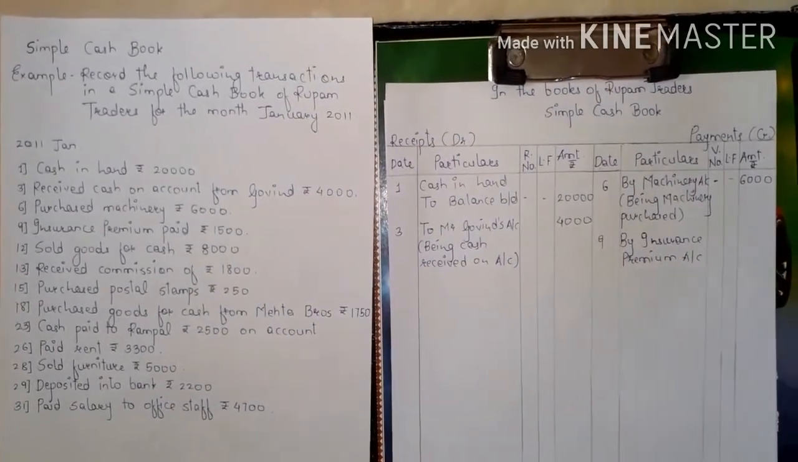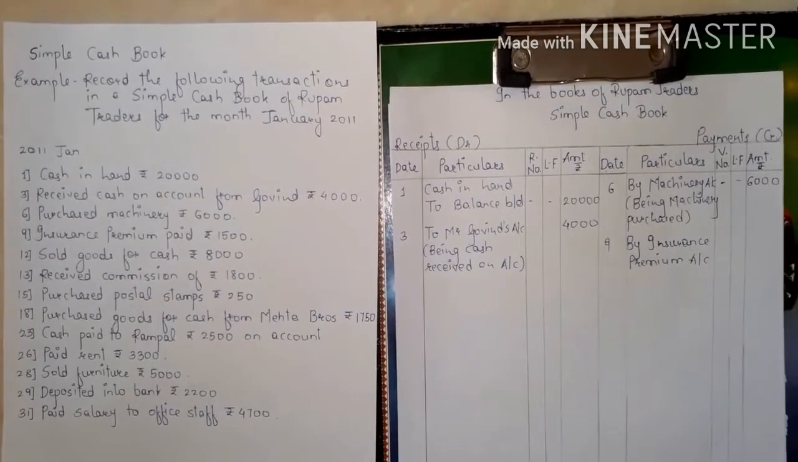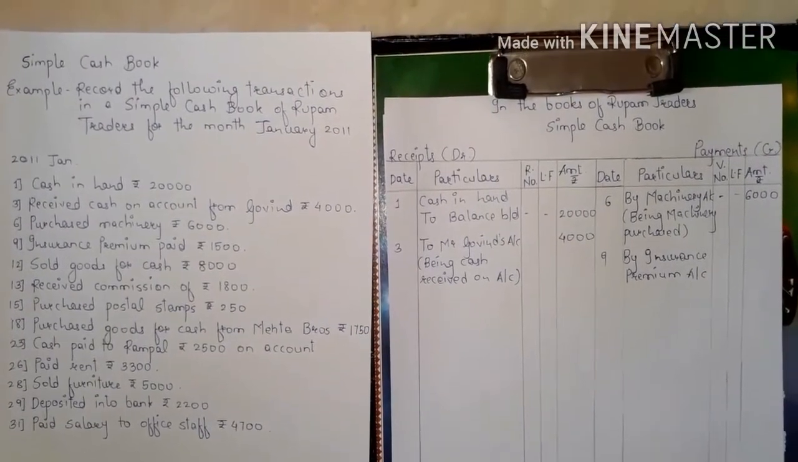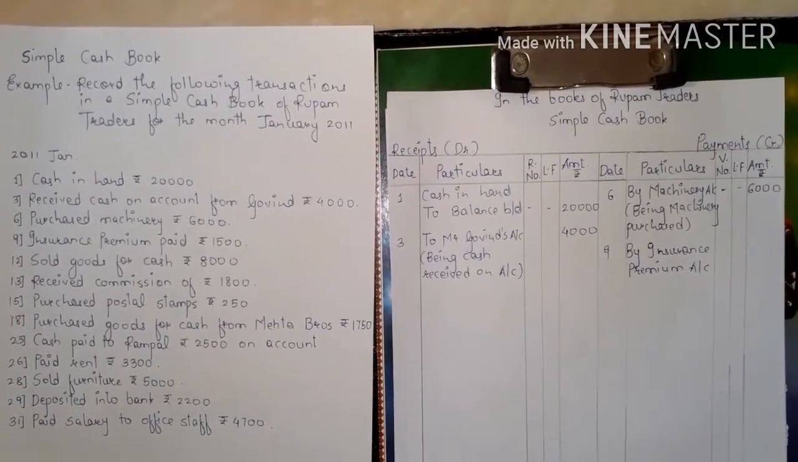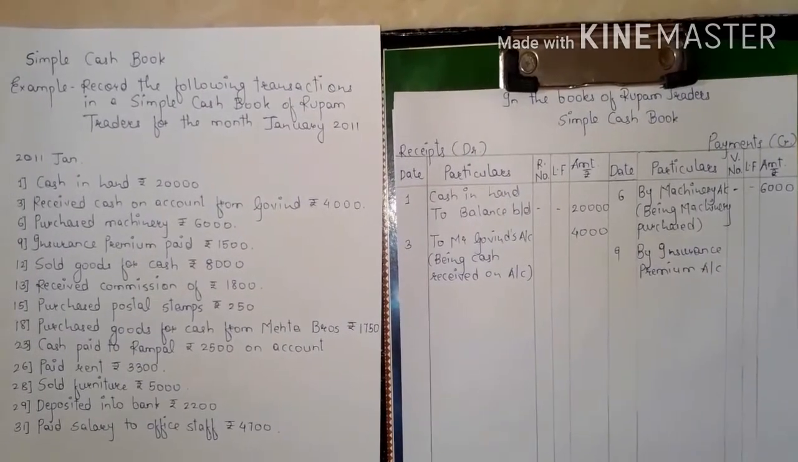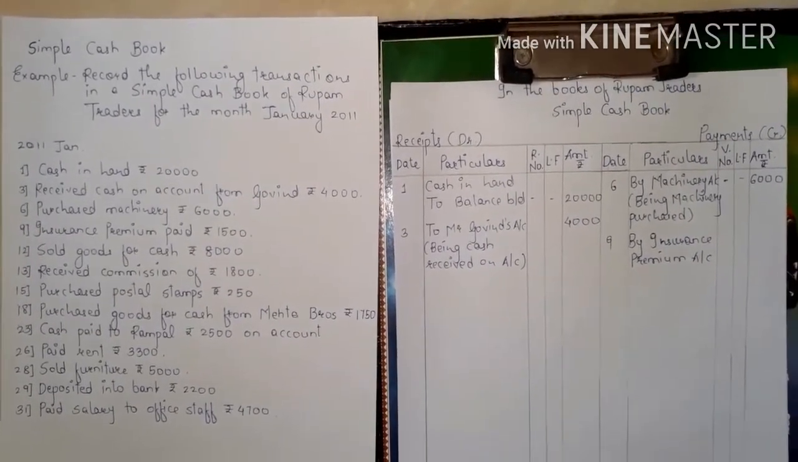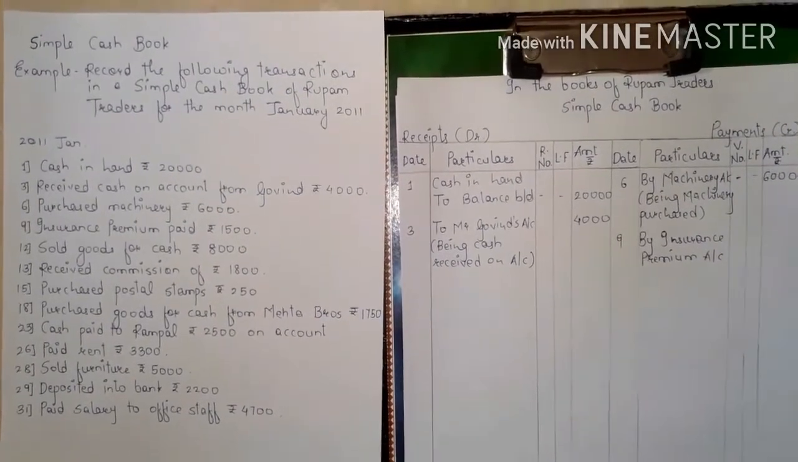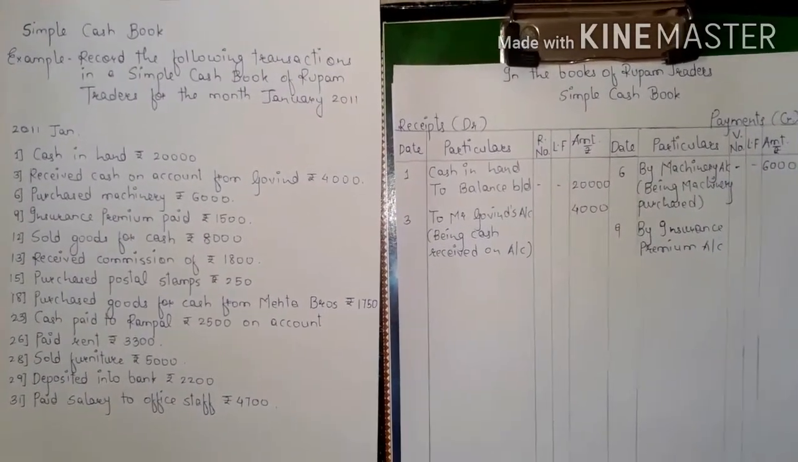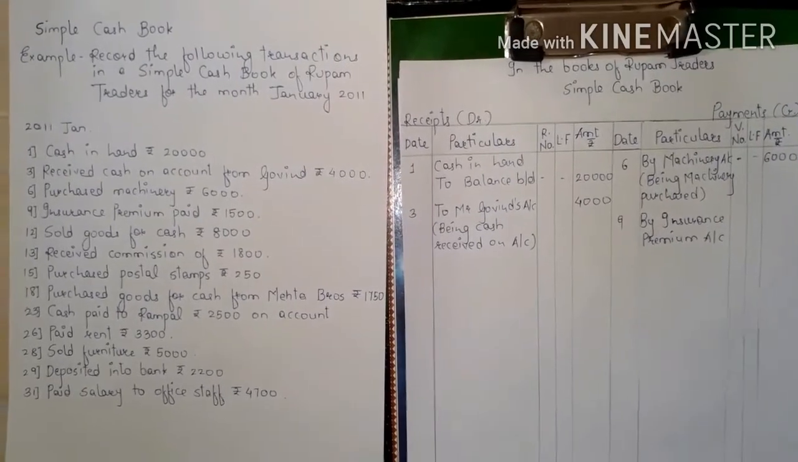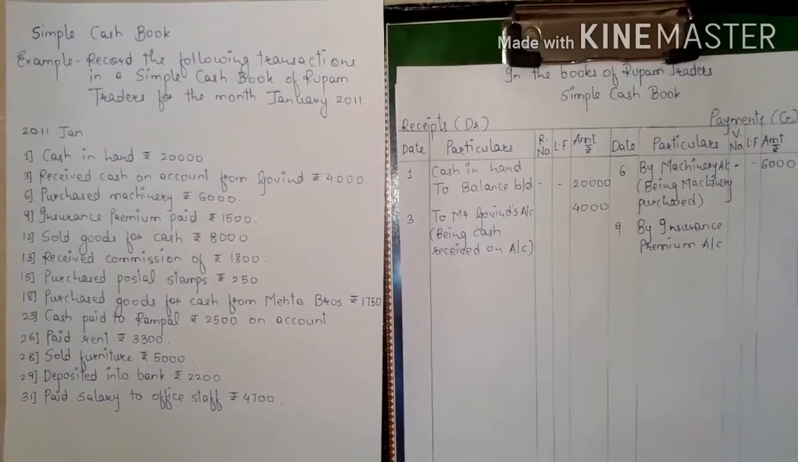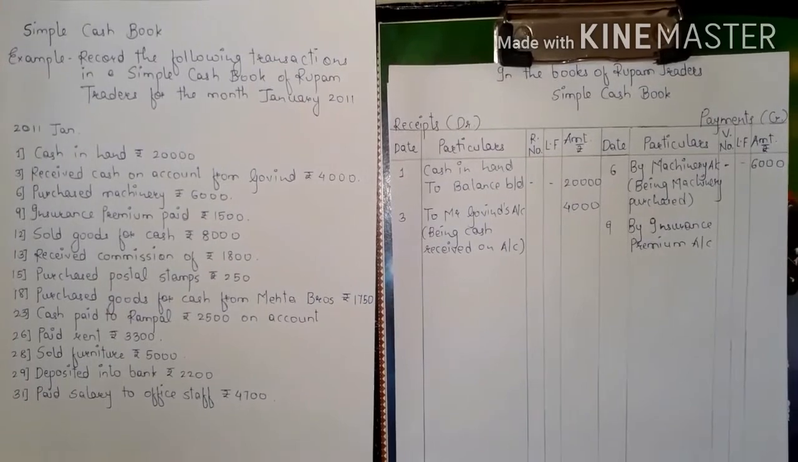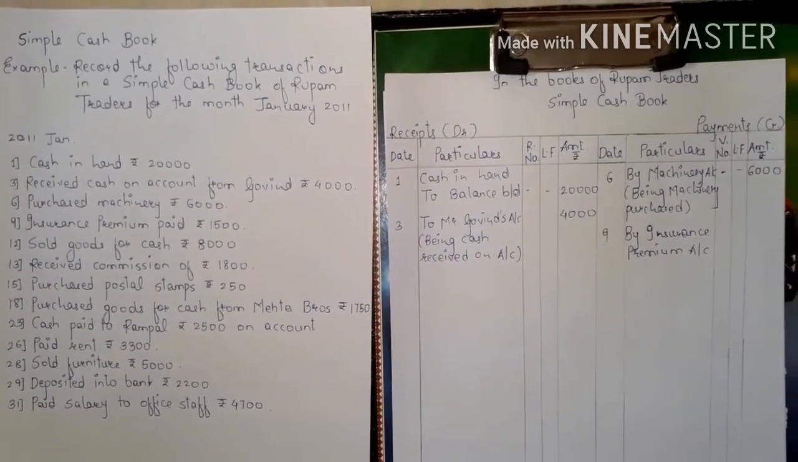See here, while you are solving, something happens with you that you miss something. Always go in a sequence way. First date, then the particular description, and then the voucher number, ledger folio number, and then the amount. Always go in a sequence way. Here I directly started, that is why I left something. So you don't do that mistake like me. Always go in a sequence manner.